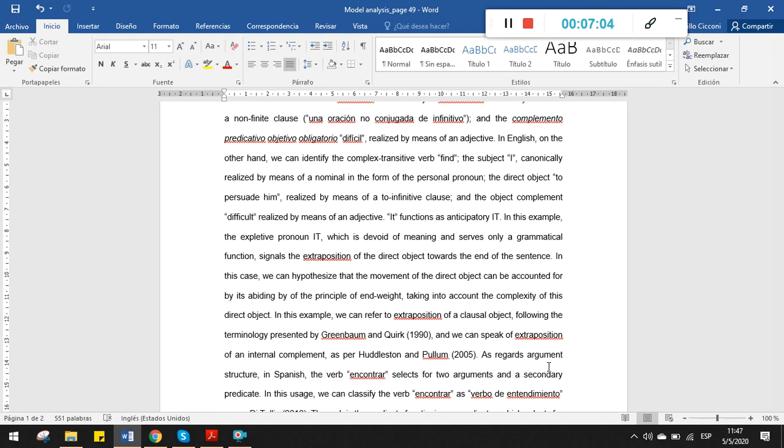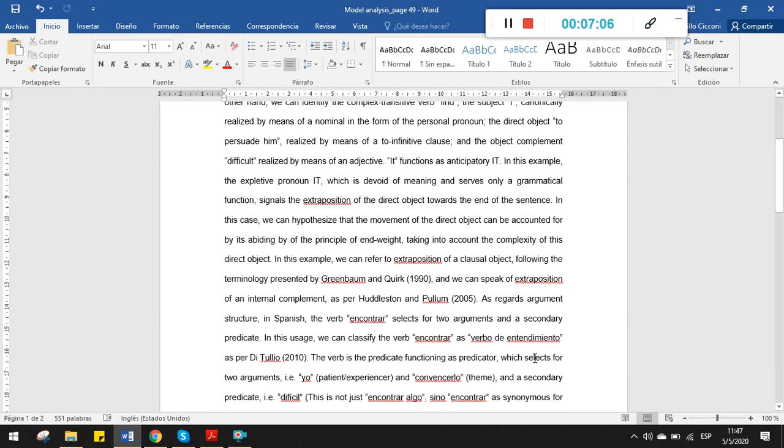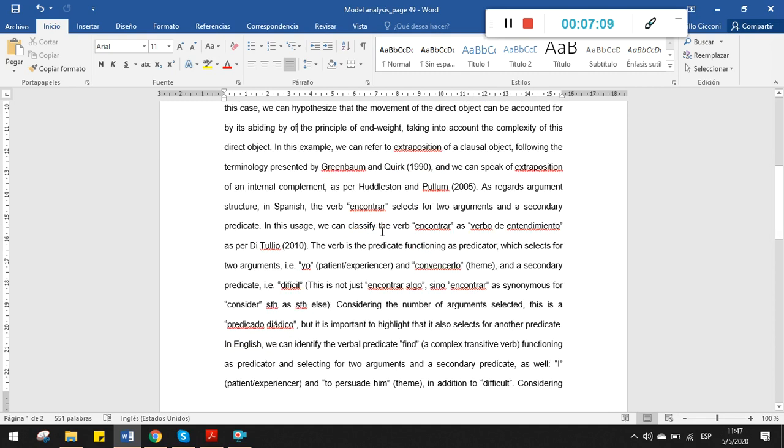As regards argument structure, in Spanish, the verb encontrar selects for two arguments and a secondary predicate. In the usage of "encuentro difícil convencerlo," the verb encontrar selects for these two arguments, and in this usage we can classify the verb encontrar as verbo de entendimiento, as per Di Tullio 2010.